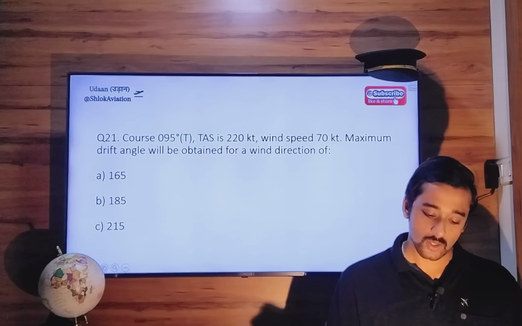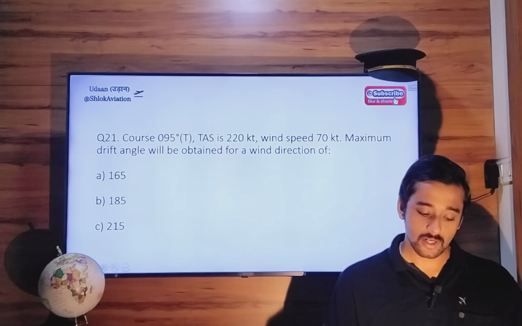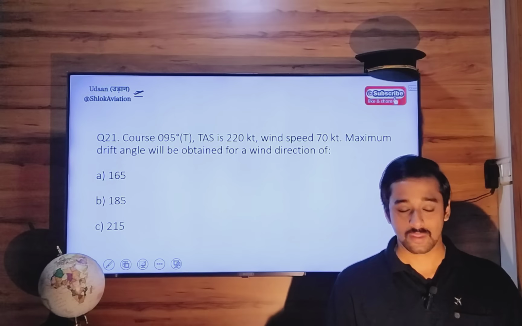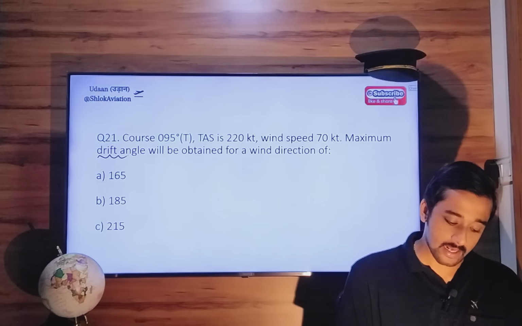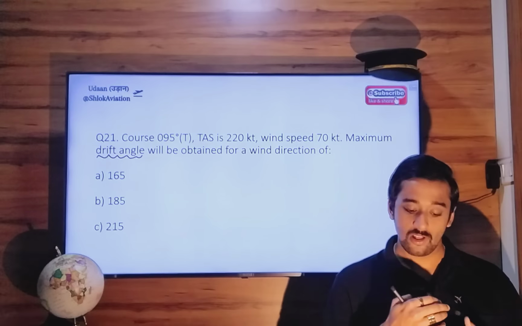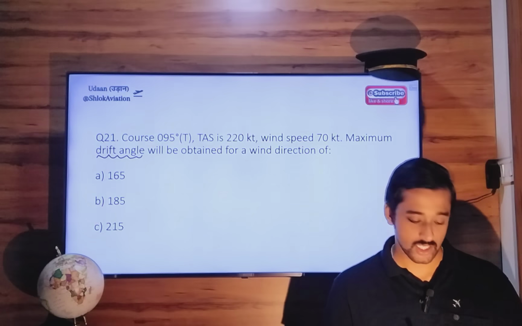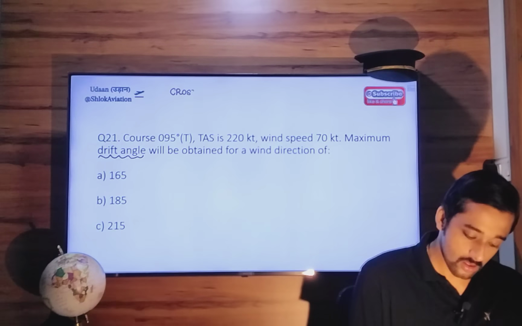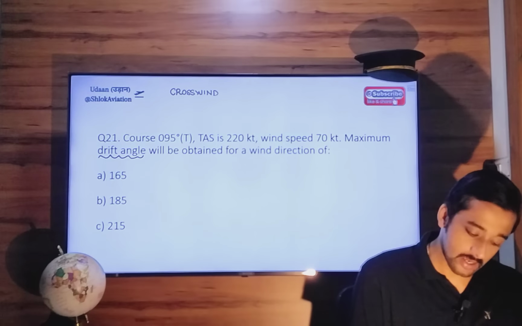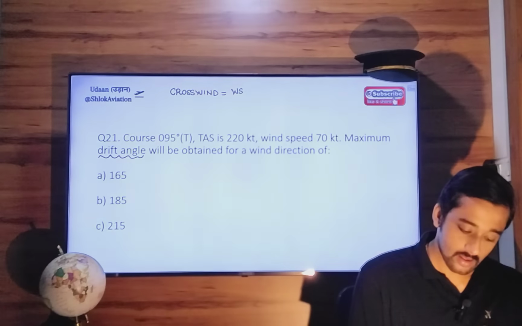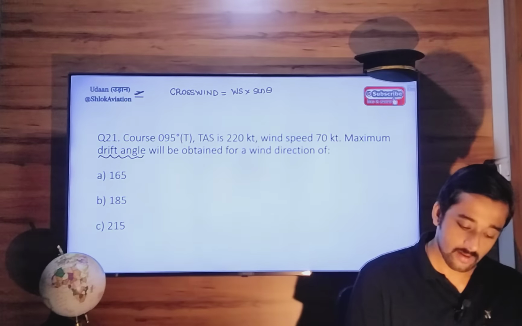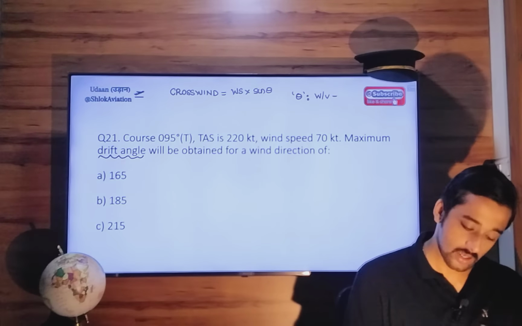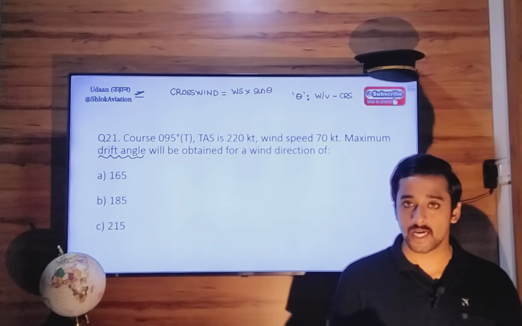Course and wind speed are given to you. The maximum drift angle that will be obtained will be from a wind direction of what value? So maximum drift angle, meaning maximum crosswind, will be obtained from what kind of wind direction? The crosswind formula is whatever wind speed into sine theta, where theta is equal to wind direction minus your course direction or runway direction.